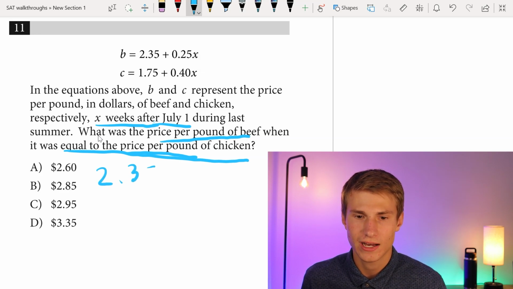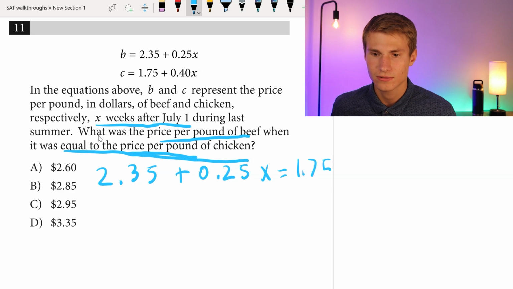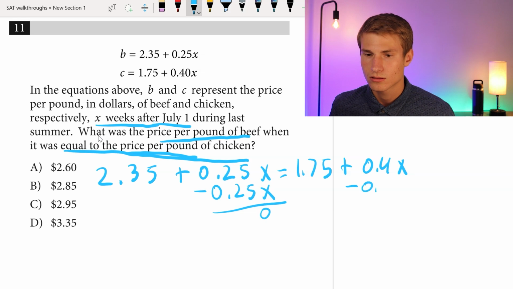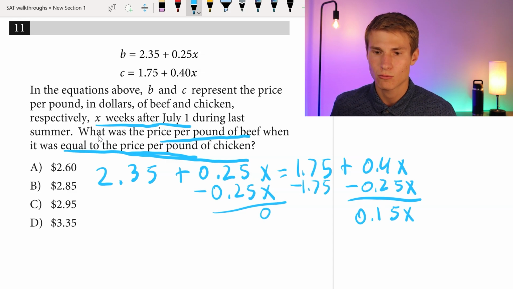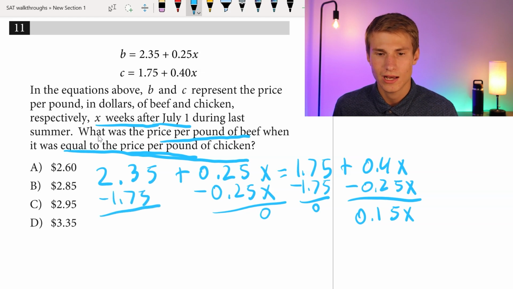We'll have 2.35 plus 0.25x is equal to 1.75 plus 0.4x. All right, from here, I'm going to keep my x positive, so I'm going to go ahead and subtract 0.25x from each side. When I do that, I'm going to be left with 0.15x. Next, I'm going to go ahead and get my constants all on one side, so I'm going to subtract 1.75 from each side. When I do that, I'm going to end up with 0.6. So now I have 0.60 is equal to 0.15x.